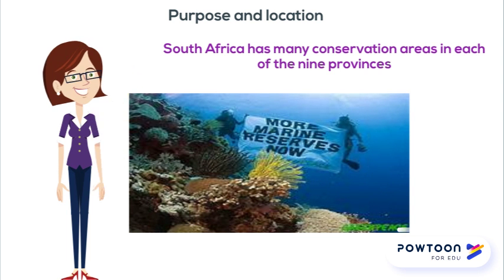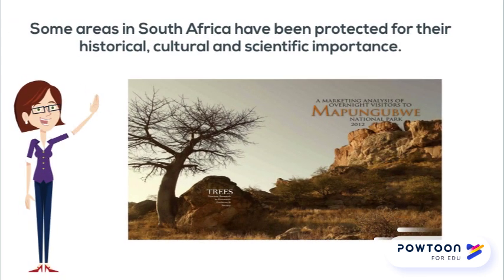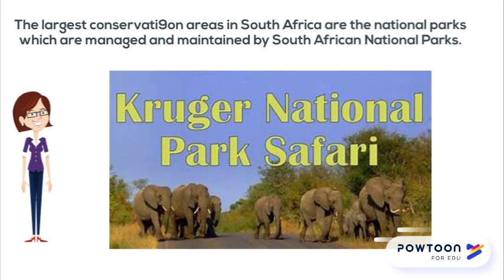Conservation areas, including marine reserves: purpose and location. South Africa has many conservation areas in each of the 9 provinces. Some areas in South Africa have been protected for their historical, cultural and scientific importance. For example, Mapungubwe National Park in the Limpopo province is of important cultural and historical value to South Africa. This site was once inhabited by an ancient African kingdom.